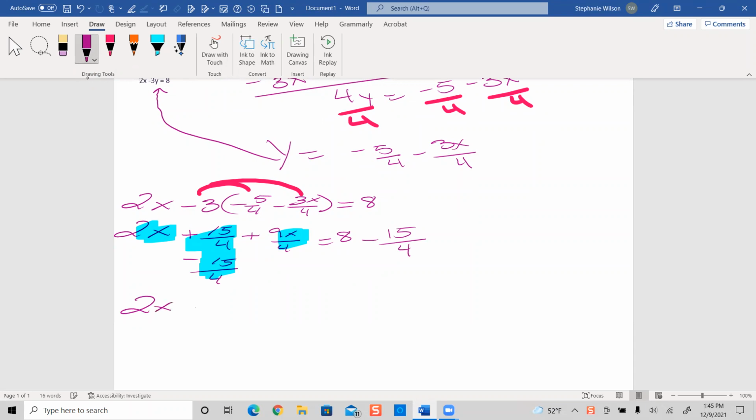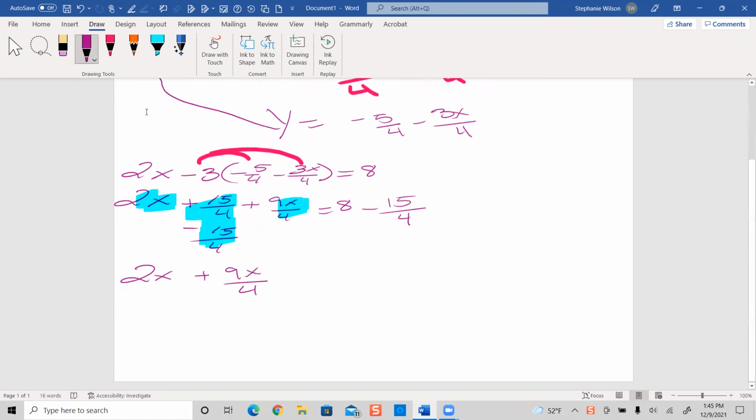And I'm going to take the 2x plus the 9x, and I'm going to put those together by adding, because that's the operation. In order to add fractions, we need to have the common denominator. And if you notice, this denominator has a 1 and this one has a 4. So 4 would be my least common denominator. So I'm going to multiply top and bottom of this fraction by 2.